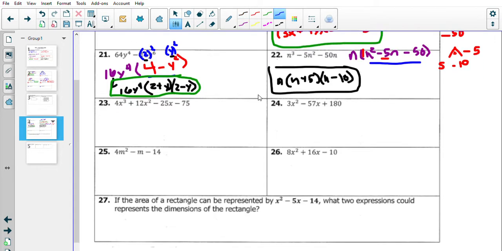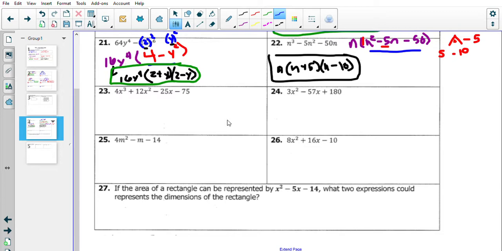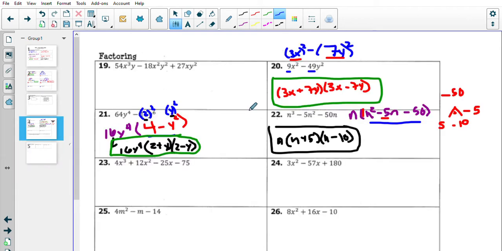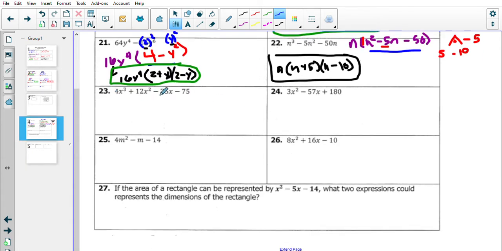All right. Let's take a look at 2 more of these here, and then we will take a look at number 27, and then we'll go on to the solving. All right. So number 23. First, we look for a GCF. 4, 12, 25, 75. No GCF there, right? Can't divide 25 and 75 by 2 or by 4, okay?